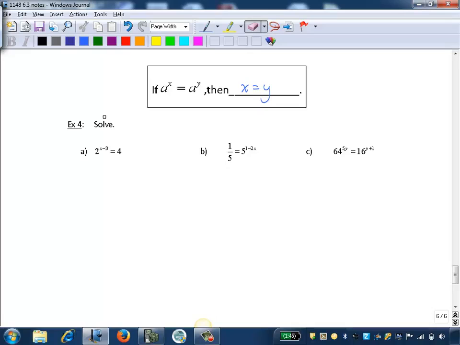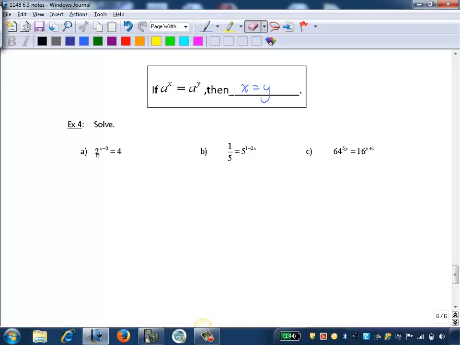Okay, so if we look at example 4a, we want to solve this exponential equation. And we know it's an exponential equation because the variable appears in the exponent. Not every equation that has exponents is an exponential equation, but because the variable is up in that exponent, it's exponential. So in order to solve, we know we need to isolate the variable. So in order to isolate the variable, we're going to have to get that variable out of the exponent. So this property that we just discussed will allow us to easily do that.